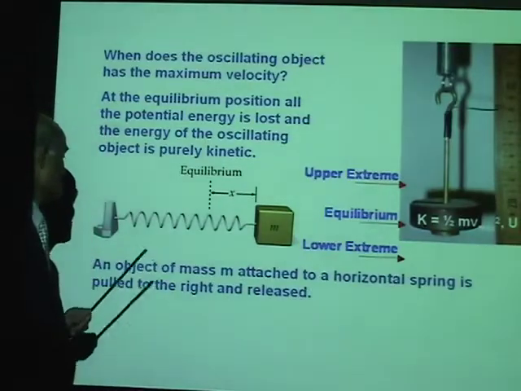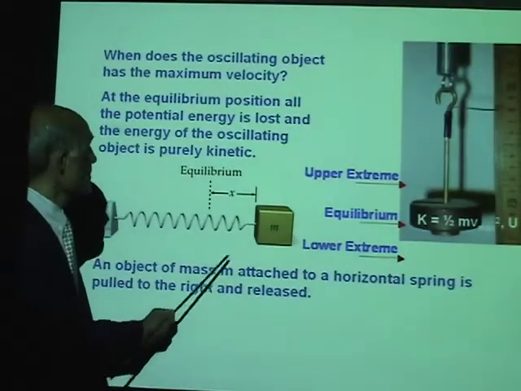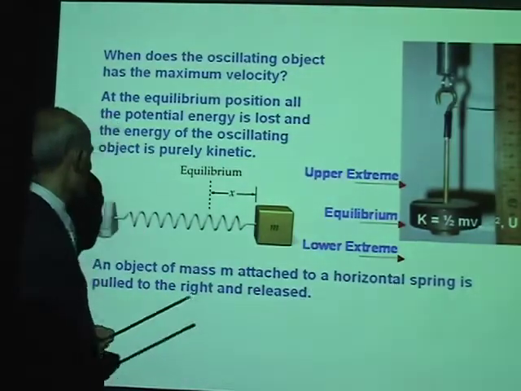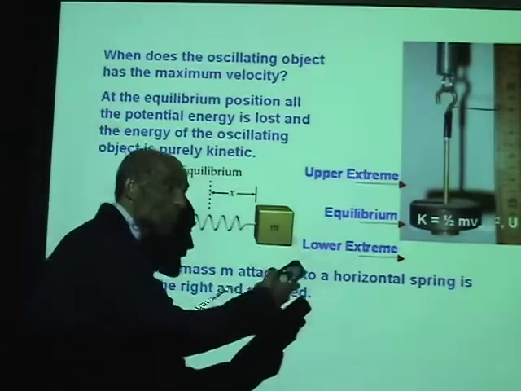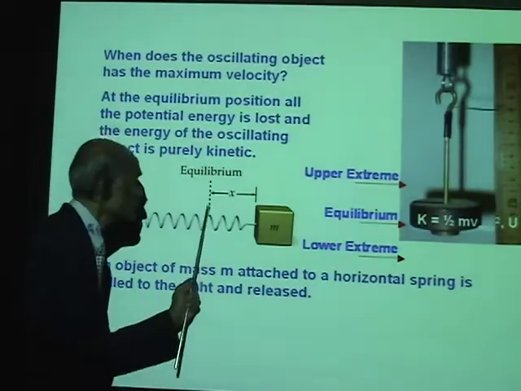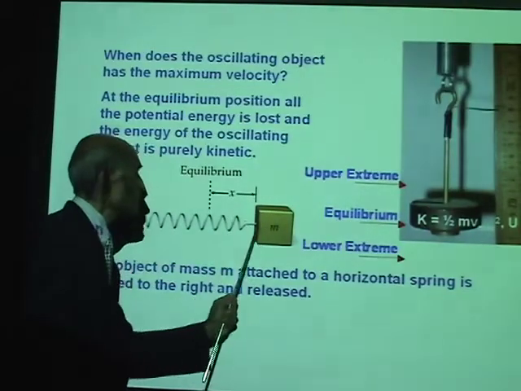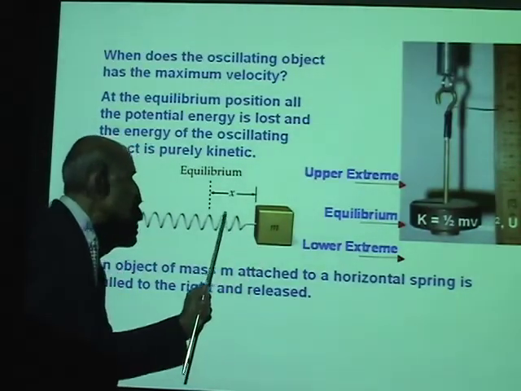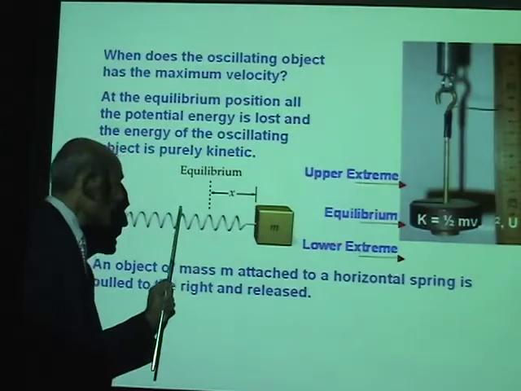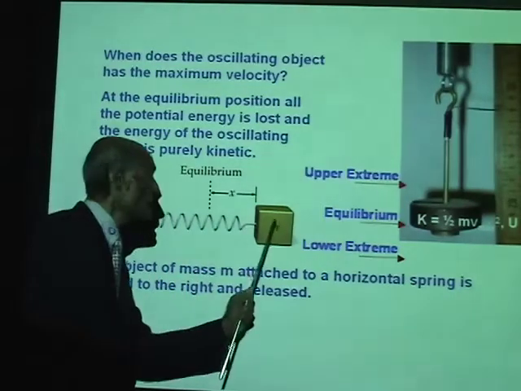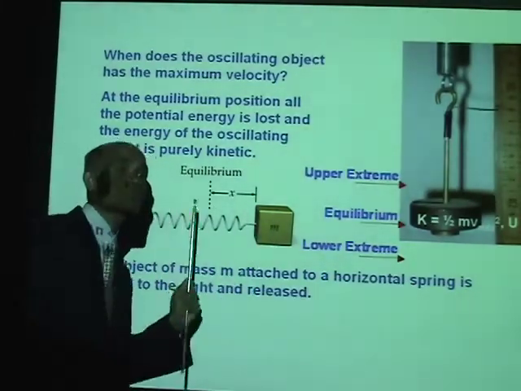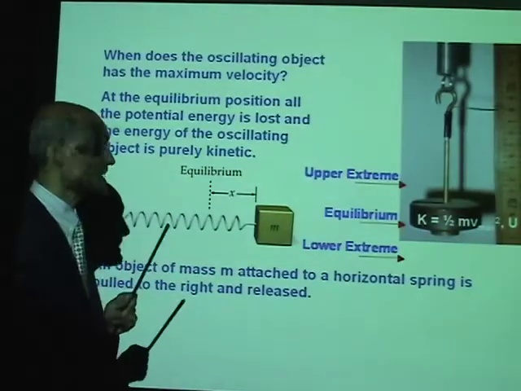An object of mass m attached to a horizontal spring is pulled to the right and released. Now this is the equilibrium position. This is the right extreme. When it is released, it will move to the equilibrium position, and will go to the left extreme and will oscillate between the left and right extreme.